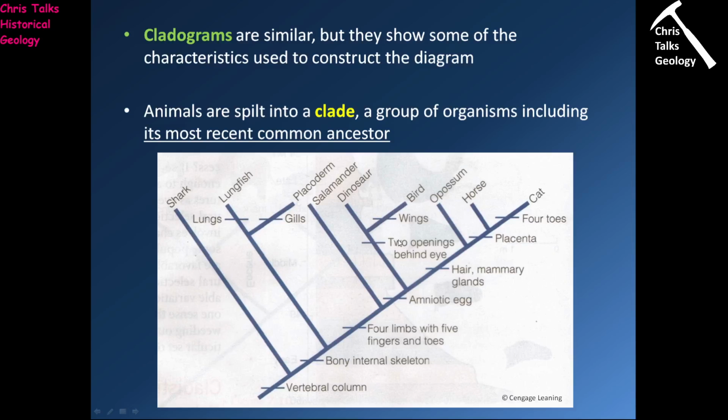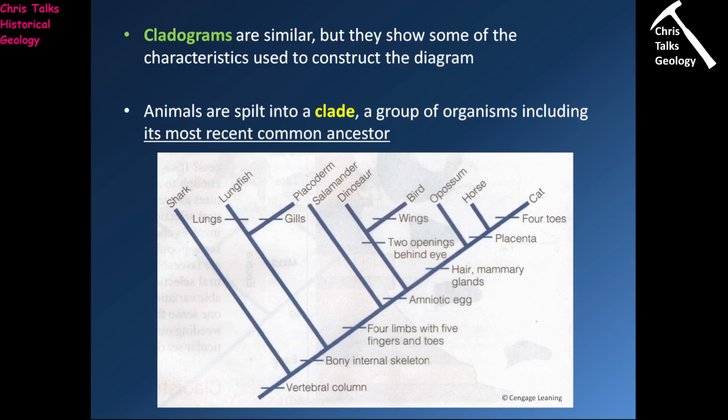And as we come along this diagram here, we'll notice that birds have wings, dinosaurs do not, so that's going to be the characteristic we're going to use to separate the birds from the dinosaurs. As we continue along, the next characteristic is a placenta. Well, horses and cats essentially are placental mammals. Possums aren't, they're marsupials, and so they're going to split off into their own clade. And then we have 4 toes. Cats have them, horses don't, so that's going to allow us to separate those 2 species.